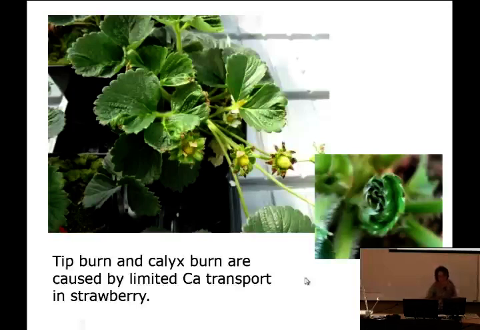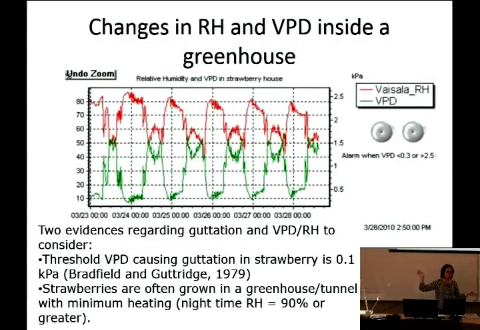So I started looking up what would be another way to solve this issue. Then we came up with this idea, supported by other literature, telling that guttation, root pressure, happens only when the humidity is this high. Otherwise, it doesn't. So we took a close look at our humidity condition. Daytime, it's always low, right? You never have high saturation humidity in the daytime in this climate.